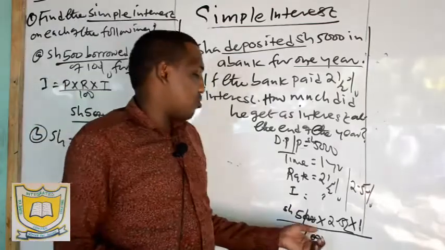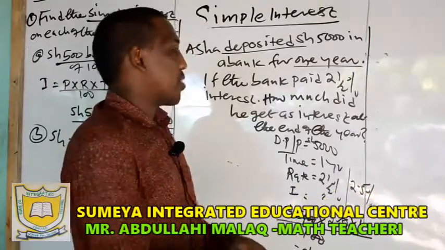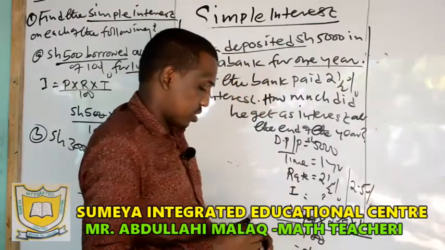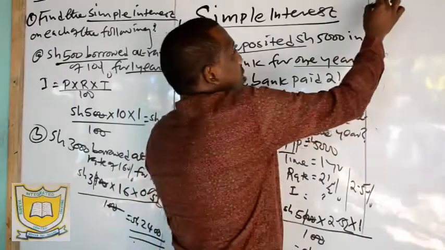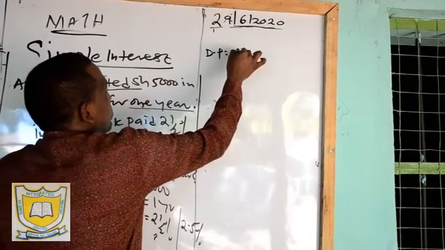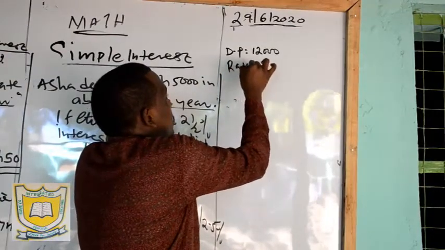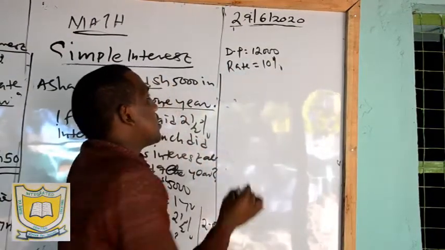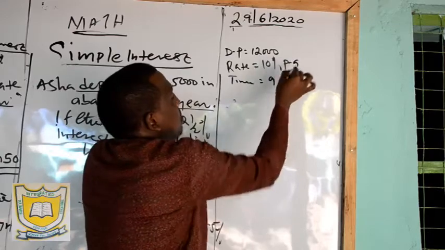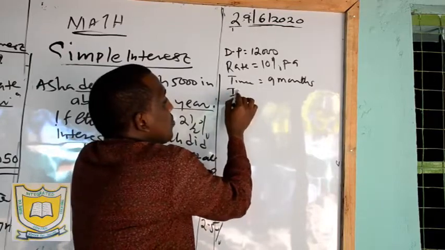If you are given months, for example, what do we do? If you are given a month, I said always you can say over 12, the month you will say over 12, then that is how we solve it. For example, let's say our deposit or our principal is 12,000. That is the amount the person has deposited. And then they say the rate is 10% per annum. Then the time you are given is 9 months. Then someone will tell you to find the interest.